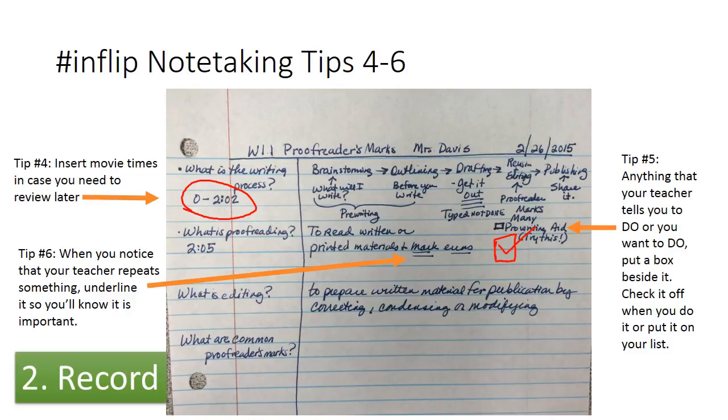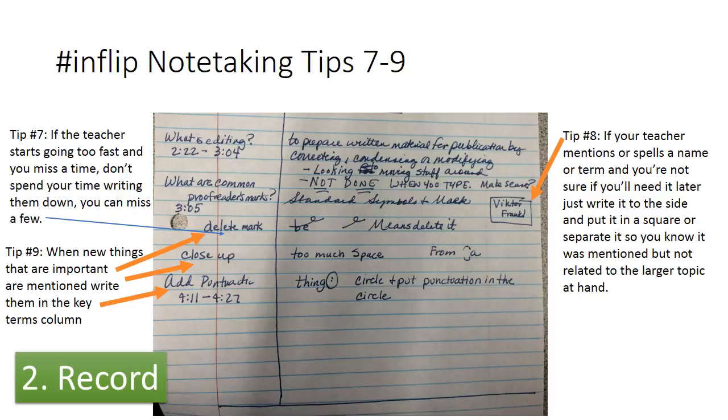And then the other thing is when your teacher repeats things, underline it so you know it's important. Now I've already told you about 3 times here to listen for what's important. So you want to have a system of your own to mark what's important. Now, if the teacher starts going too fast and you miss a time, don't kill yourself to back up and get these times. These times are to be helpful. And sometimes, like this little part, I actually missed it because I was going so fast. So just get the times as much as you can.